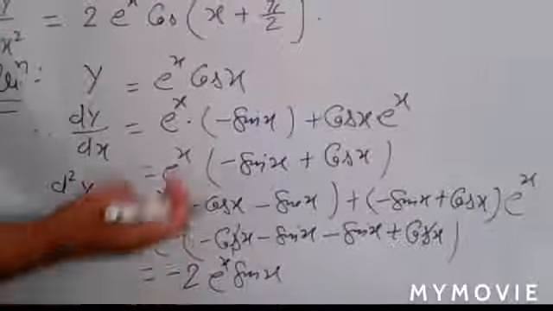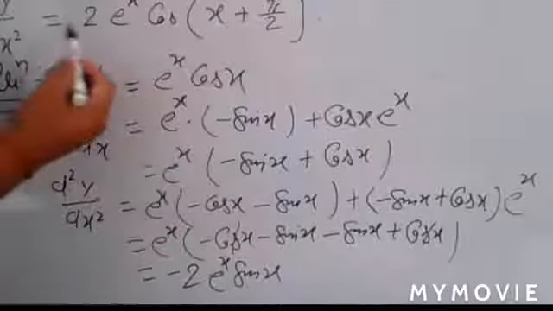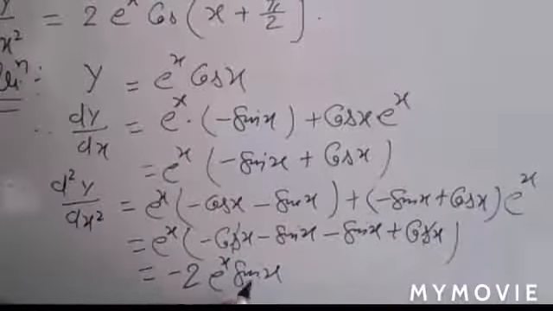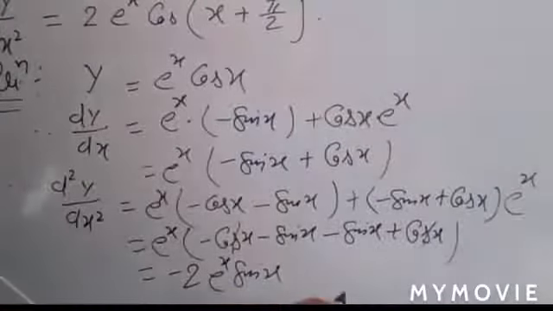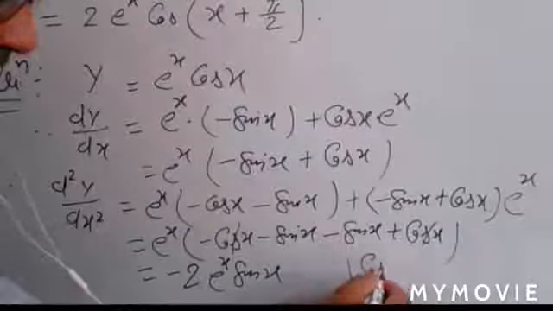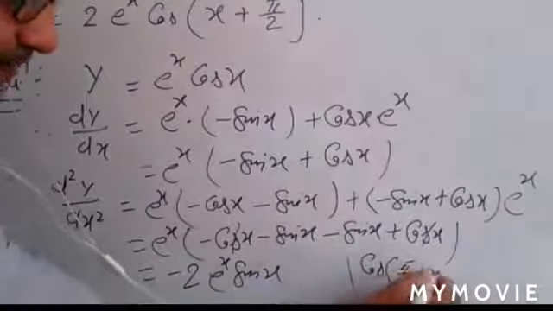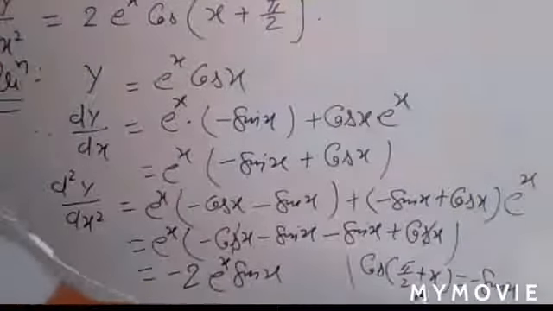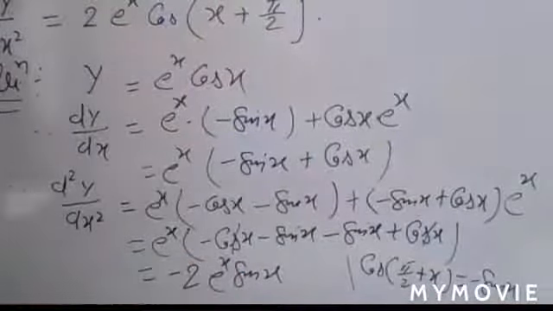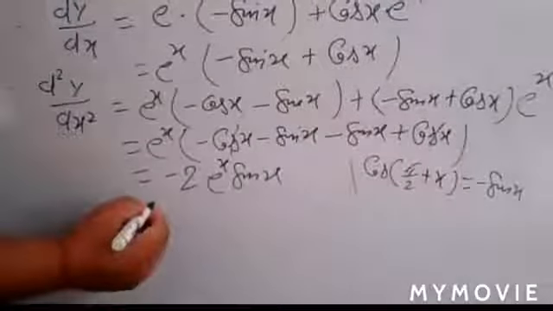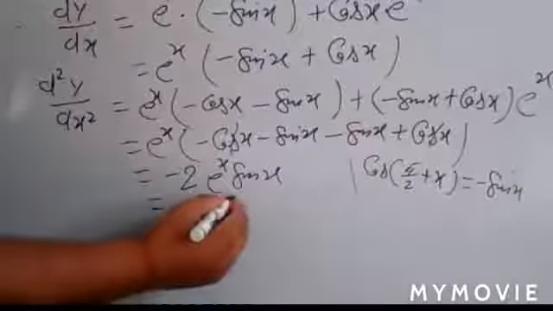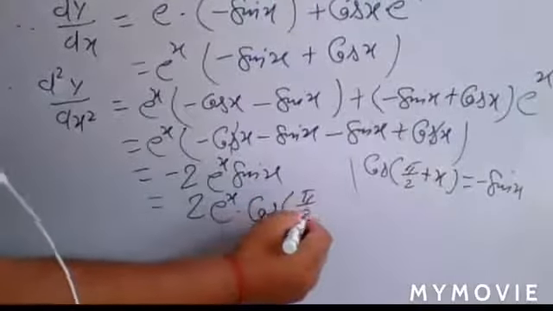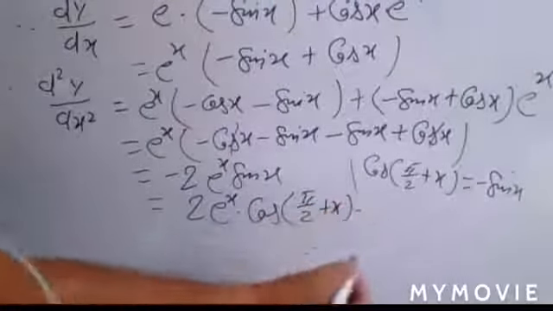But just see your result: you have to prove it in terms of cos, and here your result is minus times sine x. You know the formula, cos of (pi by 2 plus x) is equal to minus of sine x. You know this identity because it lies in the second quadrant. This can be written as 2 times e to the power x into, in place of minus sine x, you can write cos of (pi by 2 plus x). That proves your result.